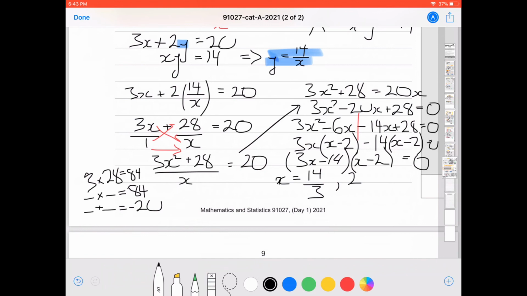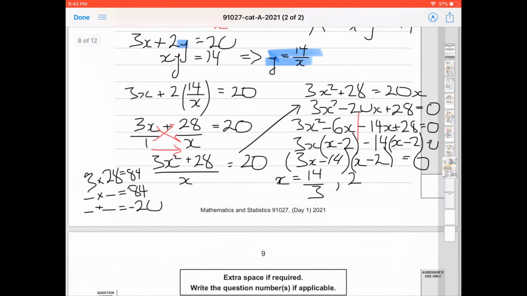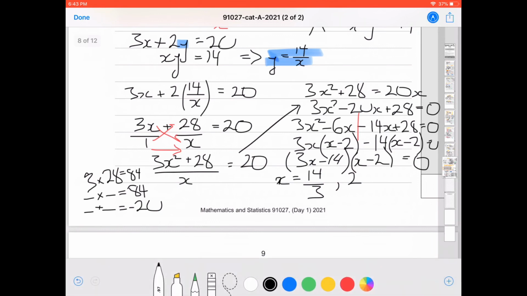Okay. Now, I was about to say, what are our constraints on x? Because we are working to a context in this situation, but actually both of our answers are positive. So, both values of x, 14 over 3 and 2, gets you the excellence here.